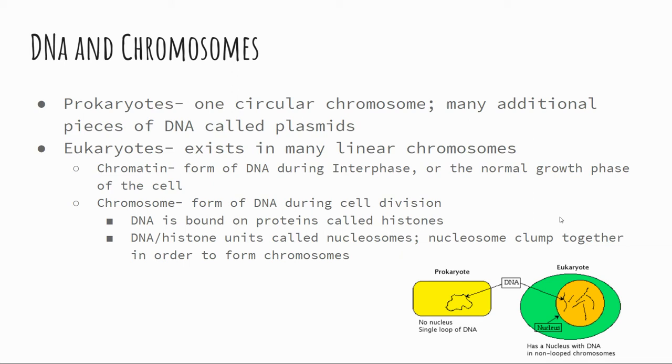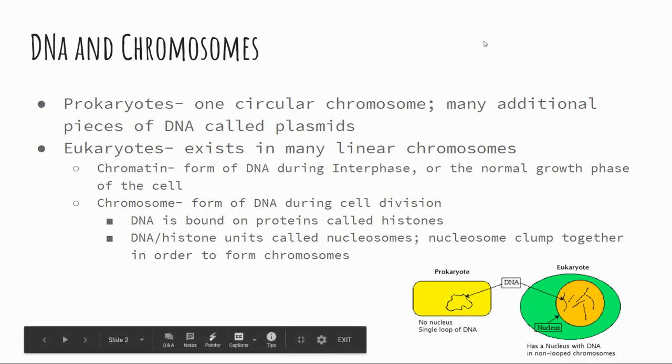And then as chromosomes, this is the form of DNA during cell division. And remember that DNA is going to be bound to proteins called histones. DNA and histone units are called nucleosomes, and those nucleosomes clump together in order to form chromosomes. This entire slide is review.